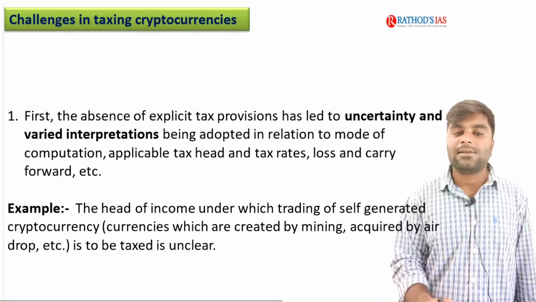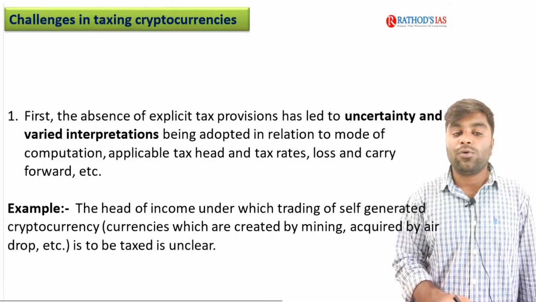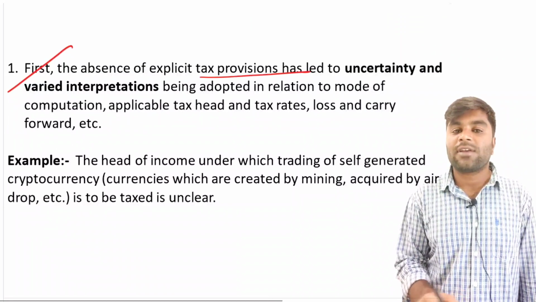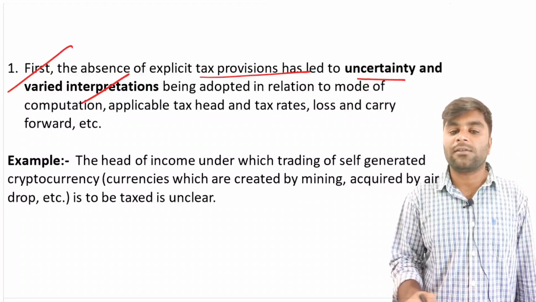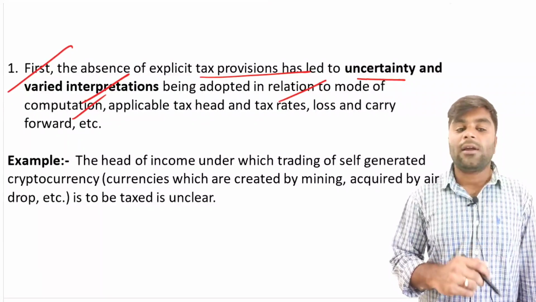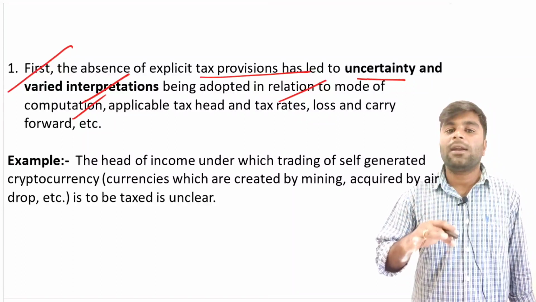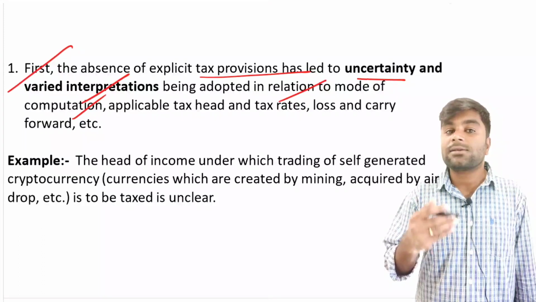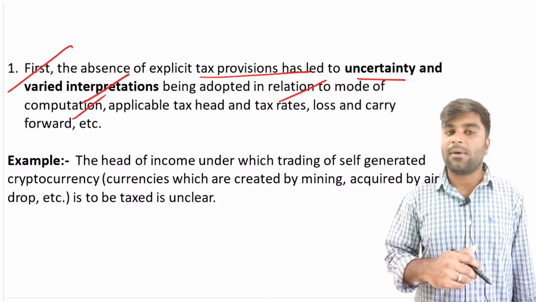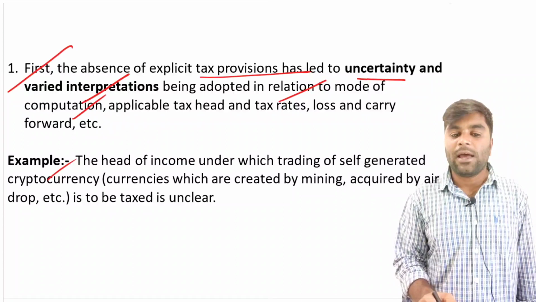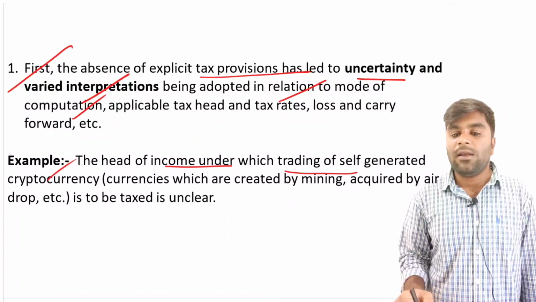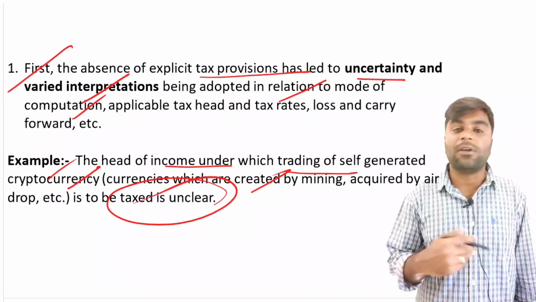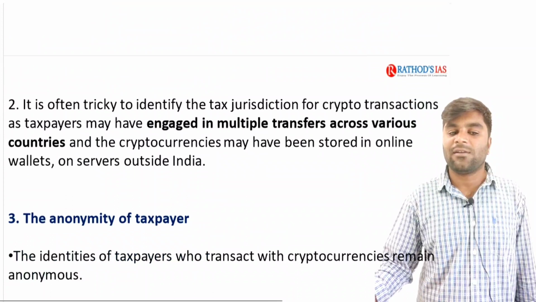When we look at the challenges currently faced by India in order to impose a tax on these transactions, first, the absence of explicit tax provisions has led to uncertainty and varied interpretations in relation to the mode of computation, all these things. Still, we are at an initial stage. We need to have a lot of subordinate legislations, and the main legislations need to be enacted by the country. Next, for example, the head of income under which the trading of self-generated cryptocurrencies is taxed is very much unclear currently in India. Right? This is a problem.